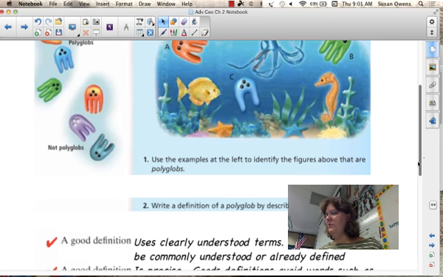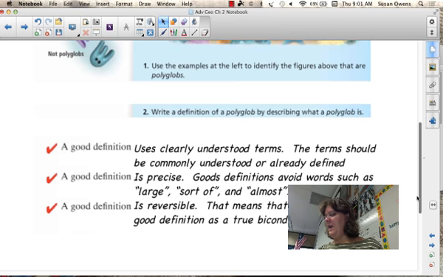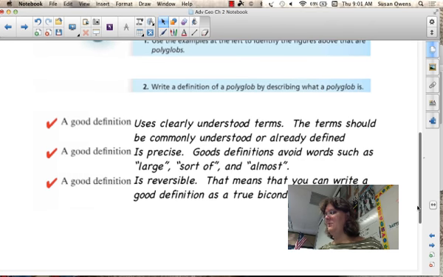And all of what we've done is to get you ready for the idea of what a good definition is. Our book has good definitions, and it's going to be very important that we know something about definitions. And I'll talk about that when we get there. Okay, so three things that a good definition has to have. It has to use clearly understood terms. The terms should be commonly understood or already defined.